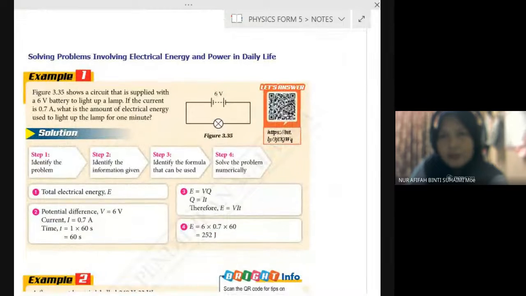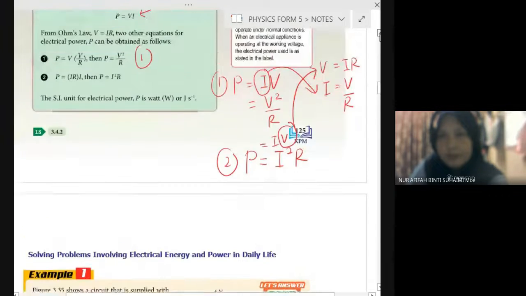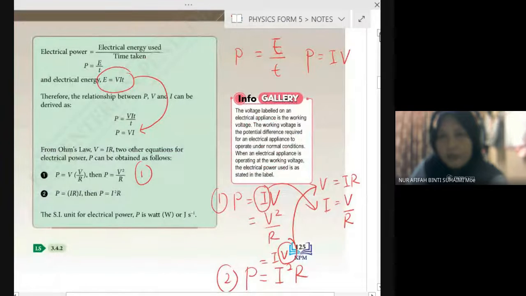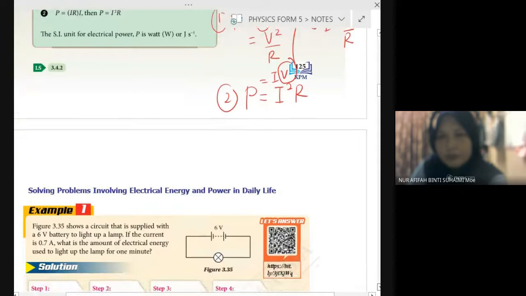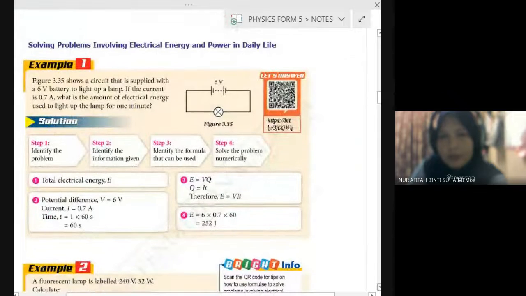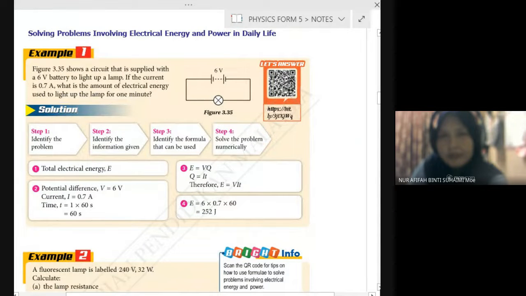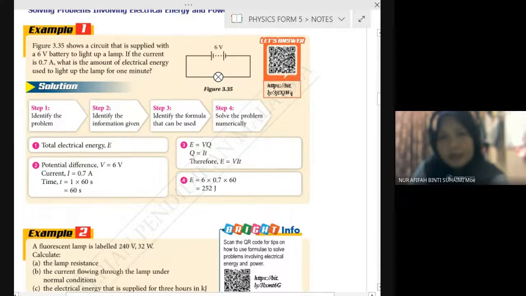Ada soalan nak tanya untuk yang question ni? Tak ada. Ingat balik semua yang 3.1, 3.2, Q equal to IT, Q equal to NE. Right, solving problem that involve electrical energy and power. Okay, yang ni tengok soalan lah. Ini dah bagi cara penyelesaian.